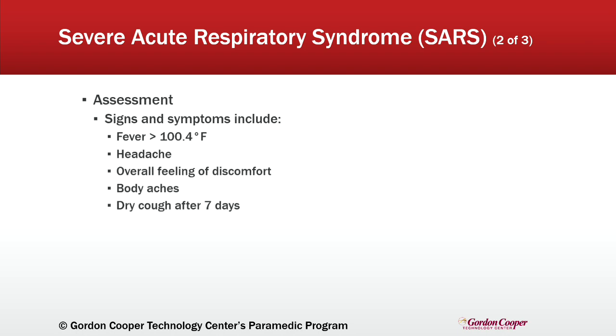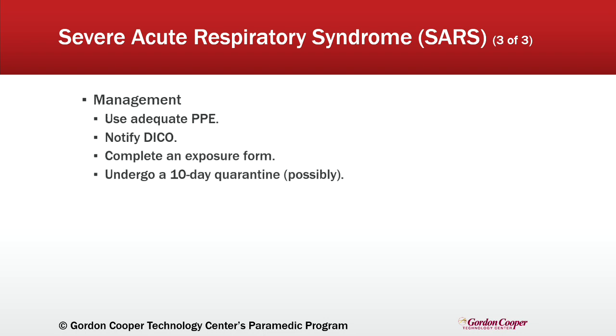Signs and symptoms are fever greater than 100, headache, body aches. After about 7 days, a dry cough may develop, and in severe cases, it may result in pneumonia, and the patients may actually need some respiratory support. So on the surface, we may not be able to distinguish between SARS and COVID, because they look very similar, and can result in some similar symptoms, as what we might see with flu or other illnesses.